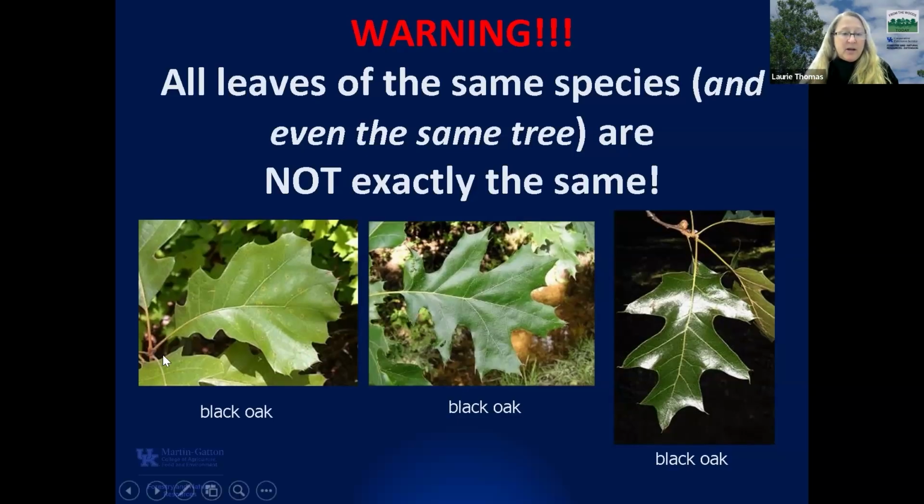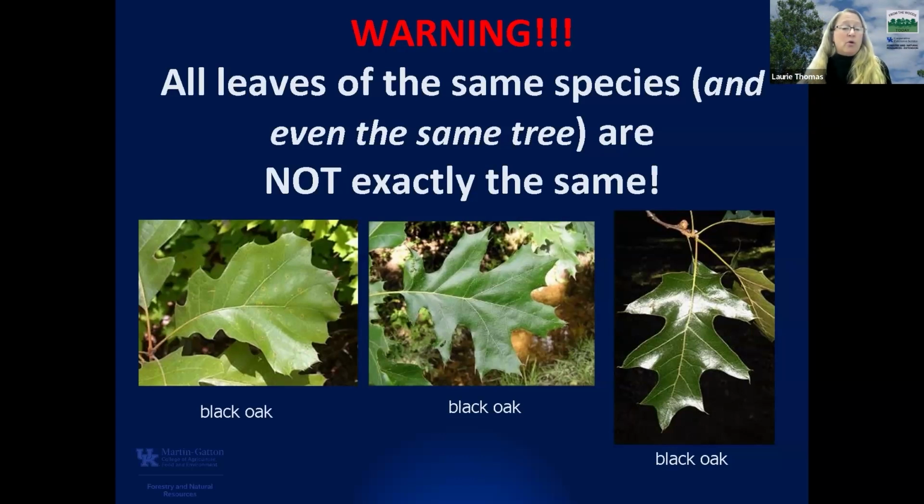But you can see we've got a black oak here, very broad, flat leaf. And now we've got another black oak here that's got much deeper indentations in it. And we call those indentations the sinuses. And then this is a black oak, and this almost looks like an evergreen leaf. It's shiny and it's thick. So you want to make sure you look at multiple leaves.